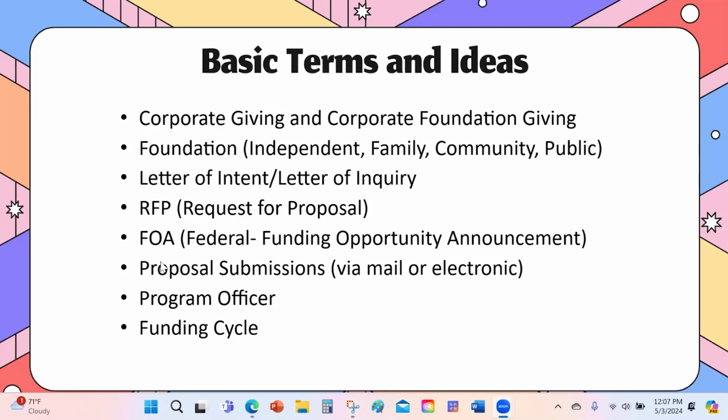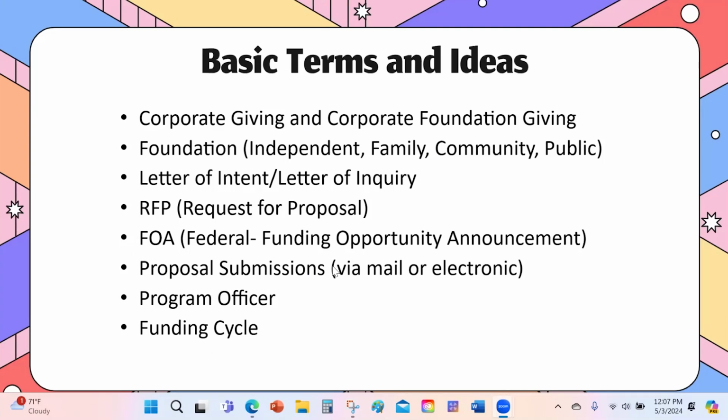And today we're again going to laser focus in on that letter of intent, sometimes also called the letter of inquiry, LOI for short. You see that a lot. We're going to talk about what is a request for proposals. The federal government doesn't call it a request for proposal. They call it a funding opportunity announcement. So instead of LOI or RFP, they're going to say FOA.